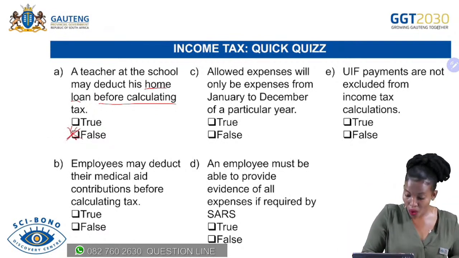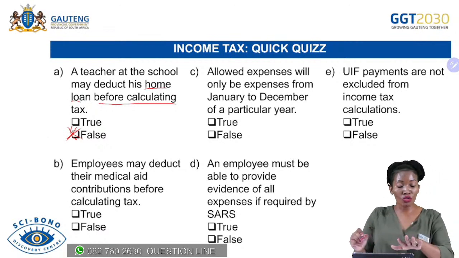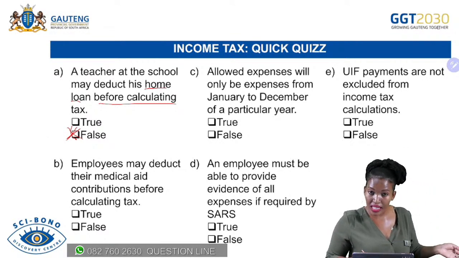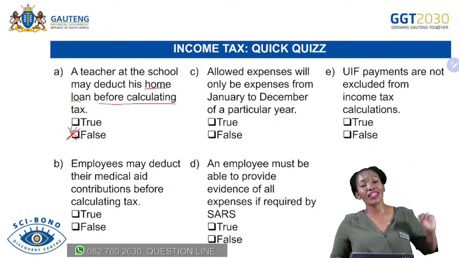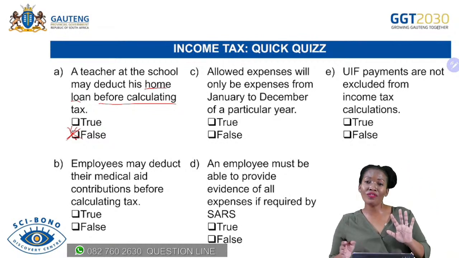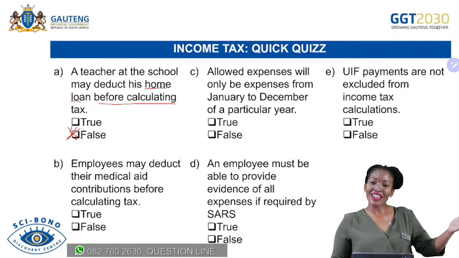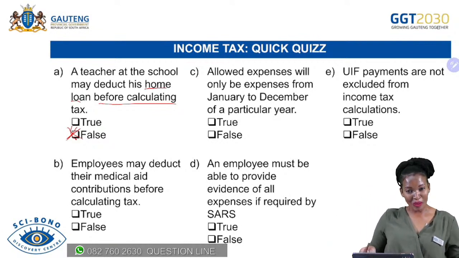It is false. So you are not going to deduct your home loan first before you calculate tax. We are going to tax you. Then once we've taxed you, yes, then you can subtract your home loan. So the statement is false.